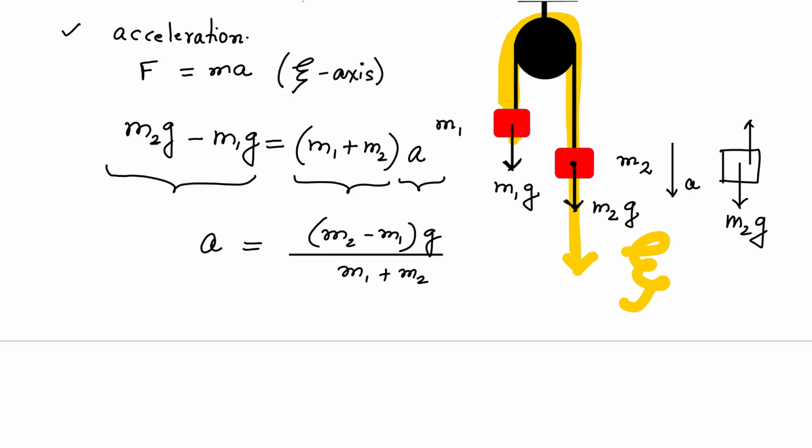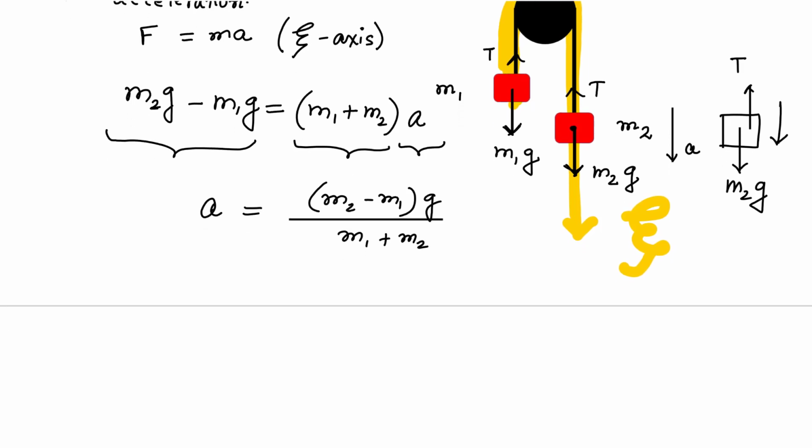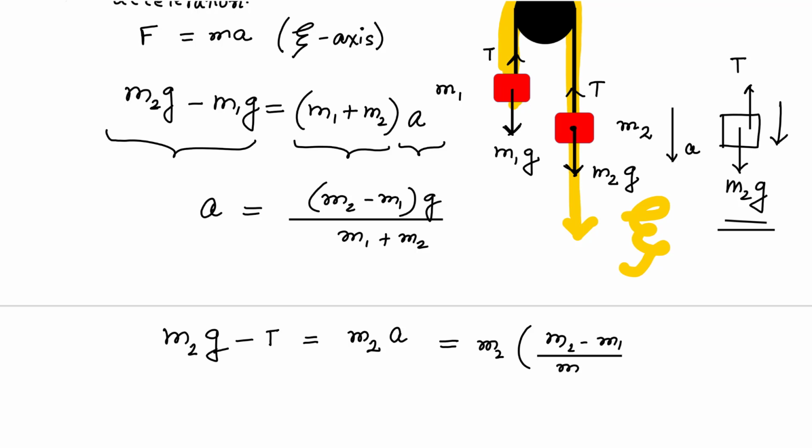Let us say the tension is T, because this one and this one both will have the same tension. Let's call this tension T, this tension T. So m2g is acting and tension in this block is going in the downward direction. So now I can write the equation of motion for this block: m2g minus tension is equal to mass times acceleration, m2 times acceleration. Acceleration we have already calculated: (m2 minus m1) divided by (m1 plus m2) times g.